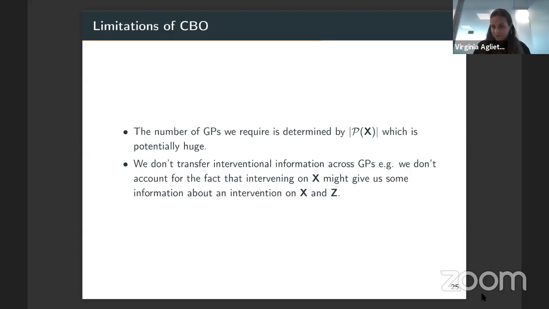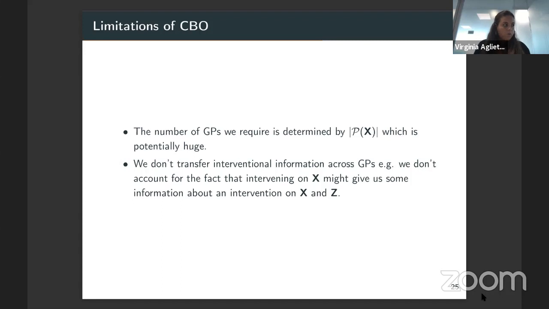So now comes the connection with multitask GPs. What I've tried to highlight also before is that the number of GPs that we need to model, that we need to keep in order to solve this problem, is determined by the power set or the cardinality of the sets that we need to explore. So all of the possible interventions that we might need to evaluate. And this can be very large. And it's growing exponentially depending on the number of nodes that we have in the graph. This is only one of the limitations and the reason why we need to use multitask GPs.